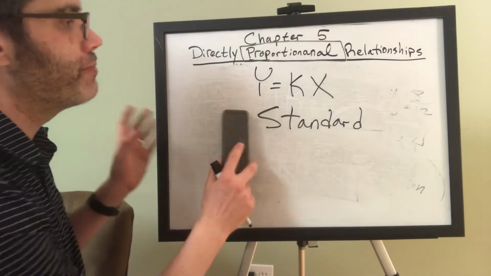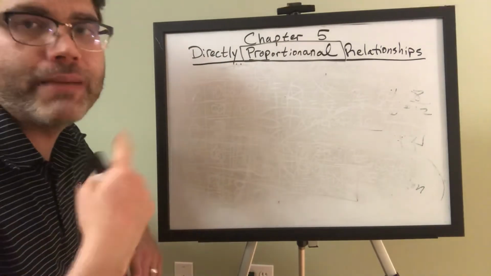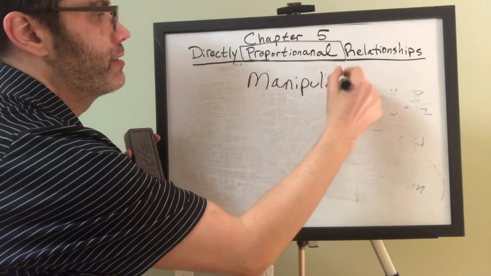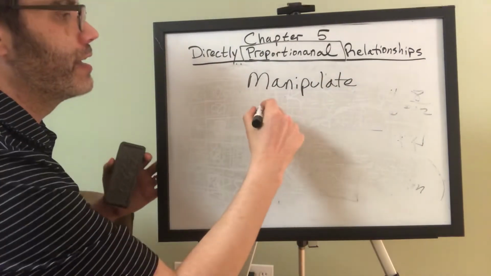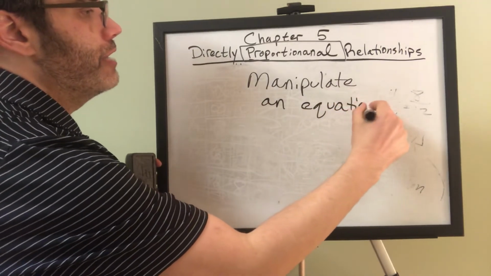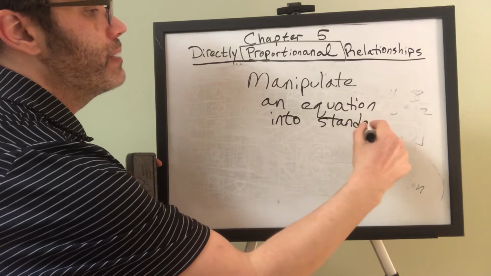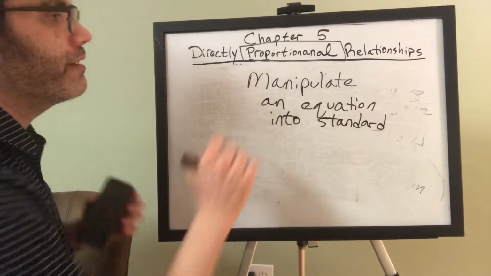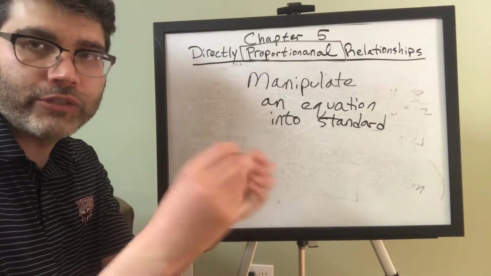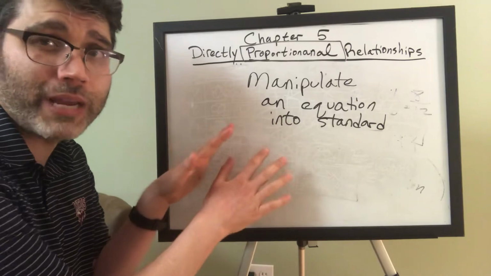So here's an example where you would need to manipulate an equation into standard form. So what does manipulate mean? Manipulate literally means to change with one's hands, to actually rearrange something. Okay, so it's kind of like we're rearranging something but on paper.